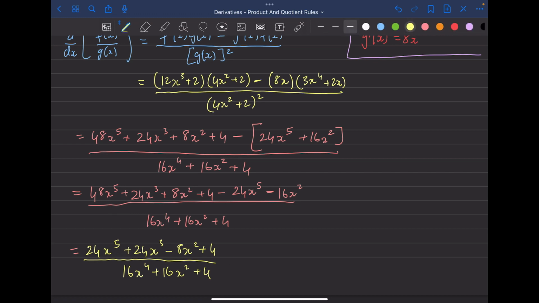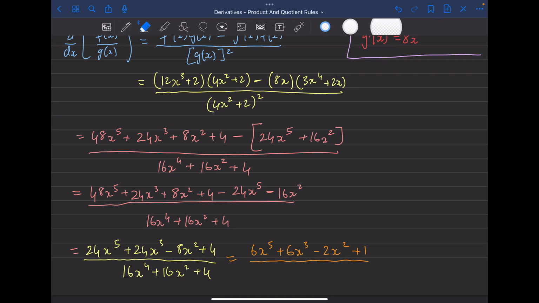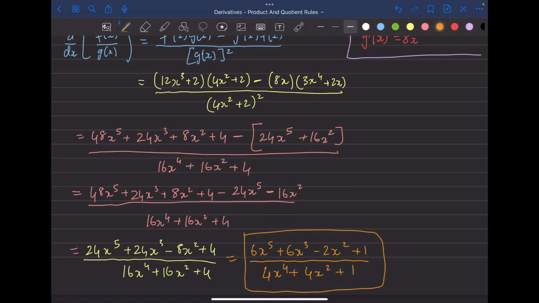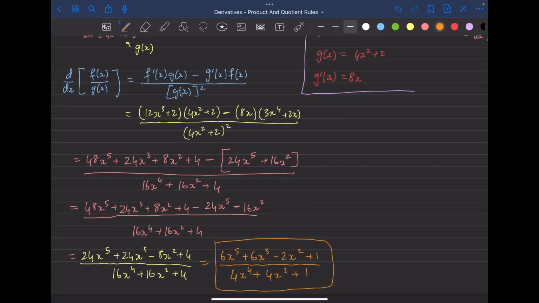But you can actually simplify this one more step because you can divide every term by 4. So 24 divided by 4 is 6. Let's write that down. So this would be 6x to the power of 5, and then 6x to the power of 3, and then negative 2x to the power of 2, and then plus 1, all over 16 divided by 4 is 4x to the power of 4, then 16 divided by 4 is 4 again, so plus 4x squared, and then 4 divided by 4 is 1. So yeah, this should be a final answer, and this is the derivative of this bigger question over here. So we are done.